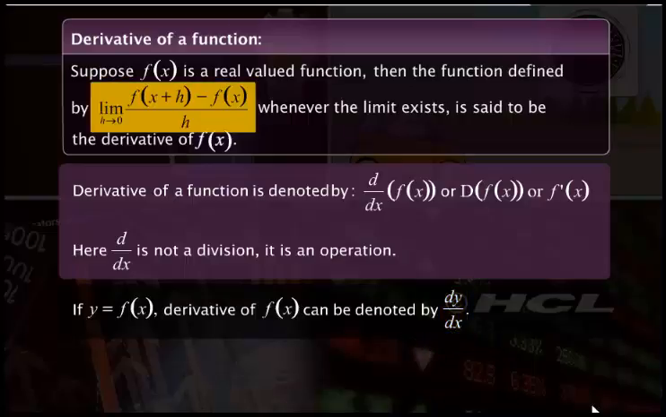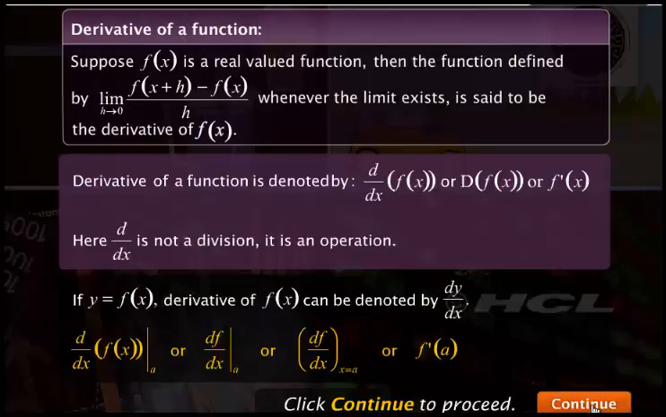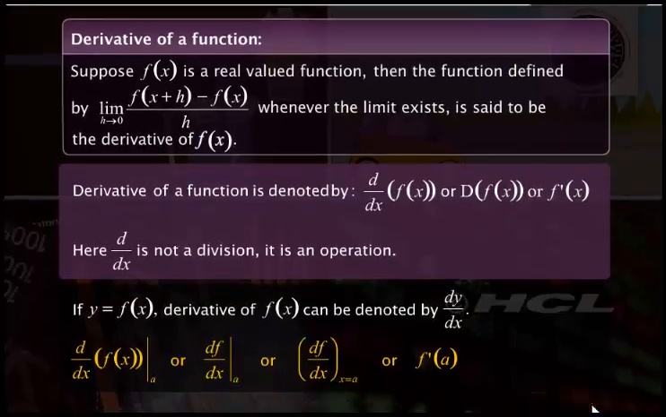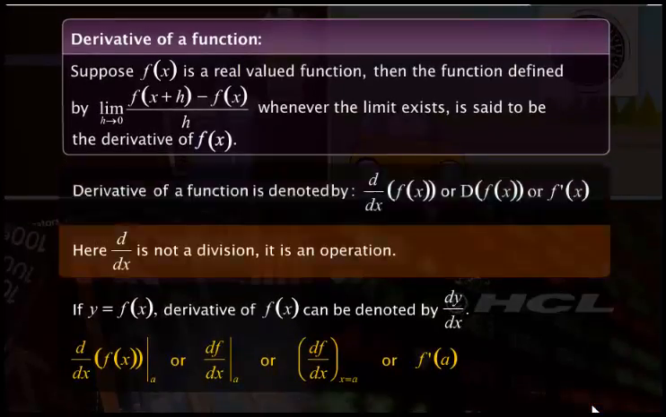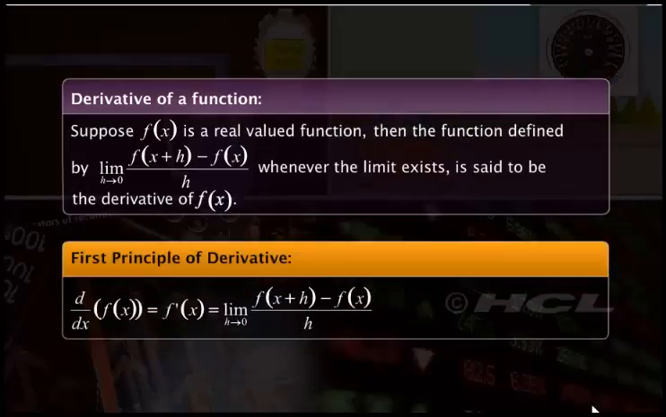Whenever this limit exists at x equals a, we say that the derivative of f of x exists at x equals a or f is differentiable at x equals a and we denote it as shown. This definition of derivative is called the first principle of derivative. Let's learn how to find the derivatives of functions using the first principle of derivatives.